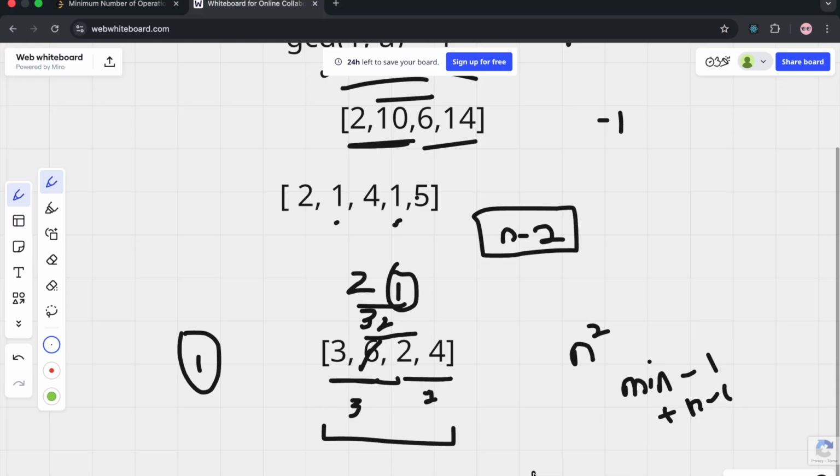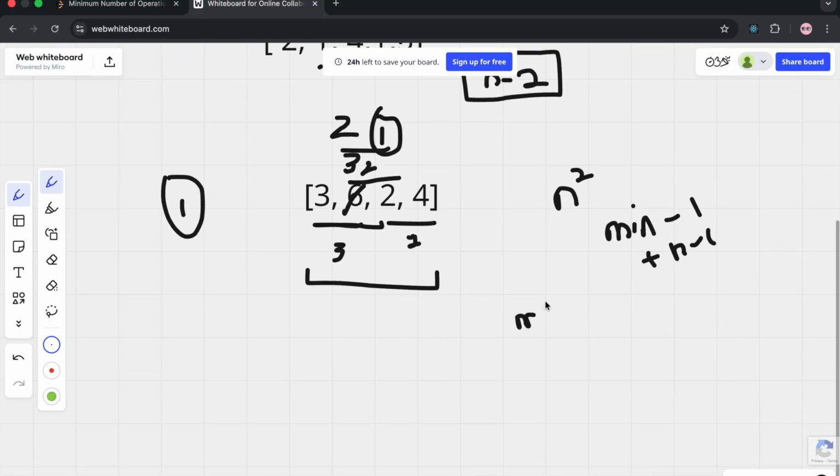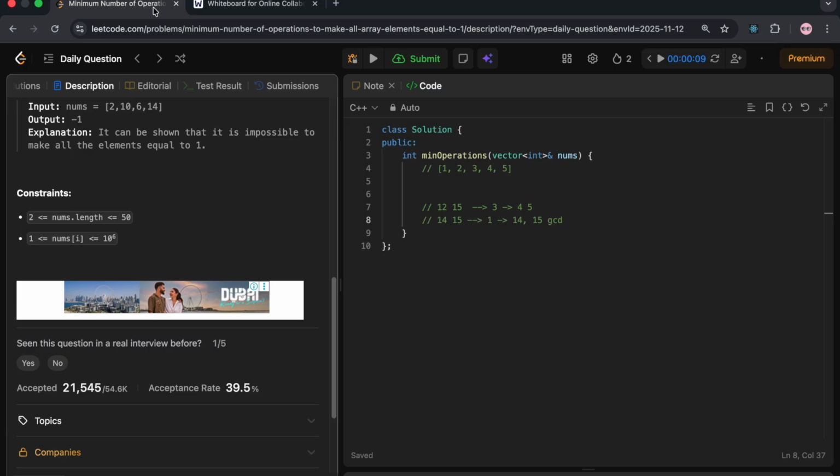So this will become minimum length plus n minus 2, right? This will become the answer. So yeah, these are the three cases. Let's go to the code.